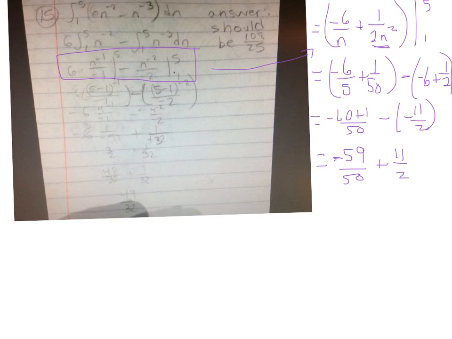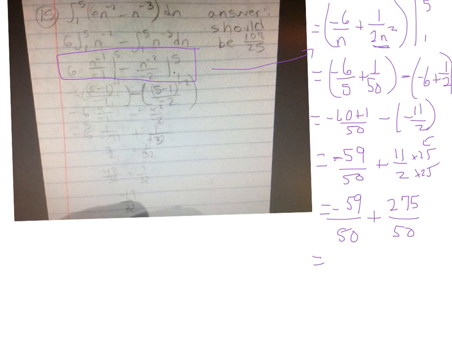So common denominator again of 50, I guess. So multiplying top and bottom by 25 here. And so 11 times 25, the trick for multiplying by 11 is you take the other number and you write the 2 digits, and then in between you write the sum of them. It's kind of a neat trick. So it's 275 over 50.